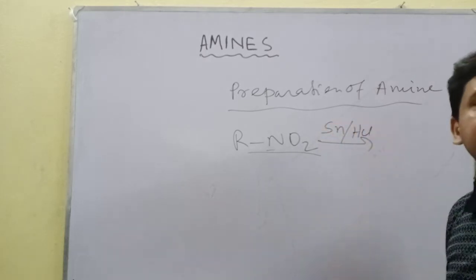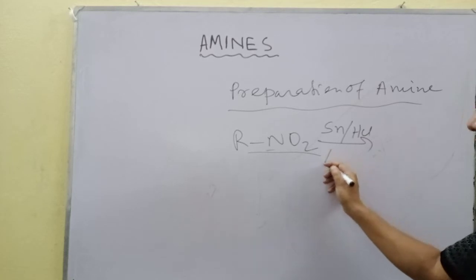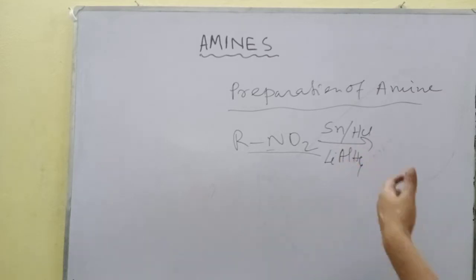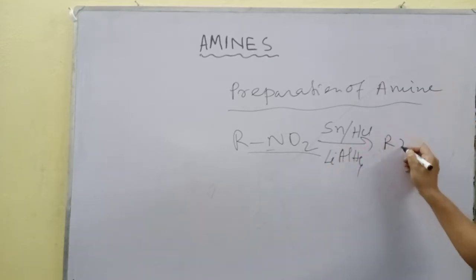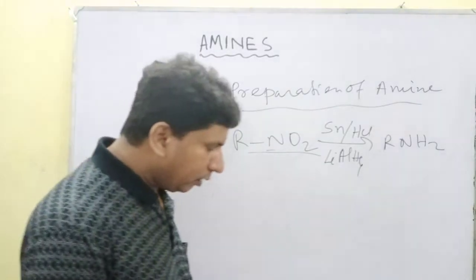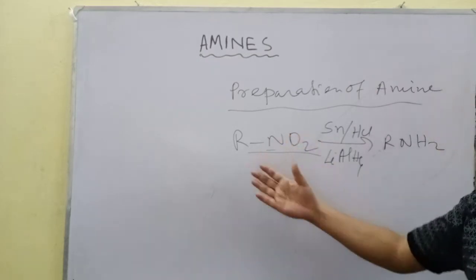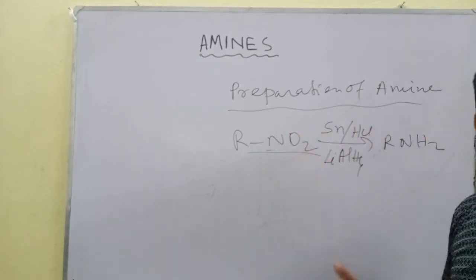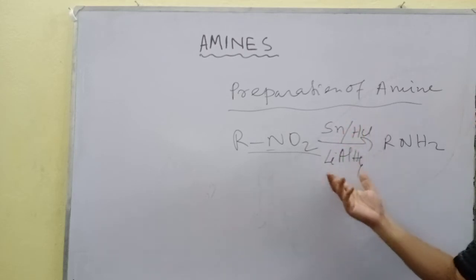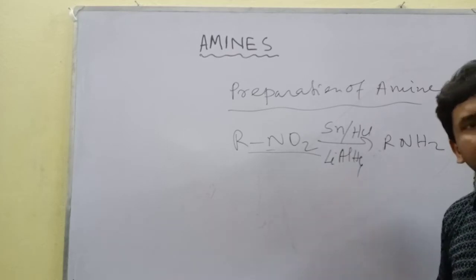Using Sn-HCl, that is a metal in HCl, or we can also use lithium aluminum hydride as a reducing agent, then we can get RNH2. In this way we can get amine from the nitro compound. Clear? If we reduce the nitro group by Sn-HCl, that is tin and hydrochloric acid with heat, or by lithium aluminum hydride, then we get a primary amine.